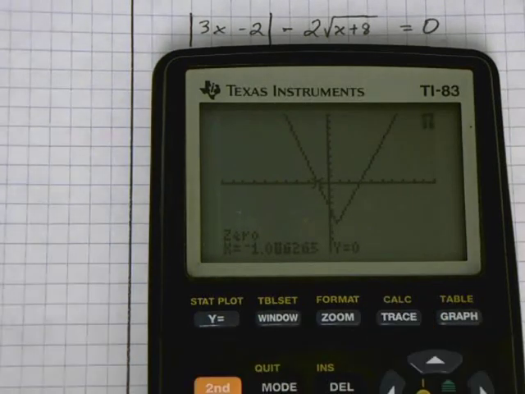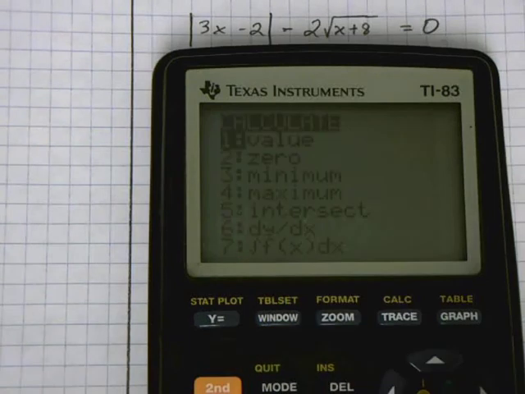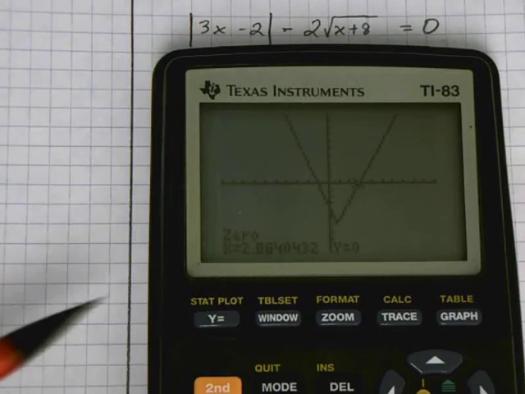And I have two x-intercepts here, one on the left side, one on the right side, so I need to do this again. Second, calc, 0. And I'm already on the left side, but I want to move it a little bit closer. And the nice thing about this calculator is that it's making some really accurate estimates, and the closer you get it to the actual points, the better the estimate you're going to get. So here it gives me my 0 as 2.86 approximately.